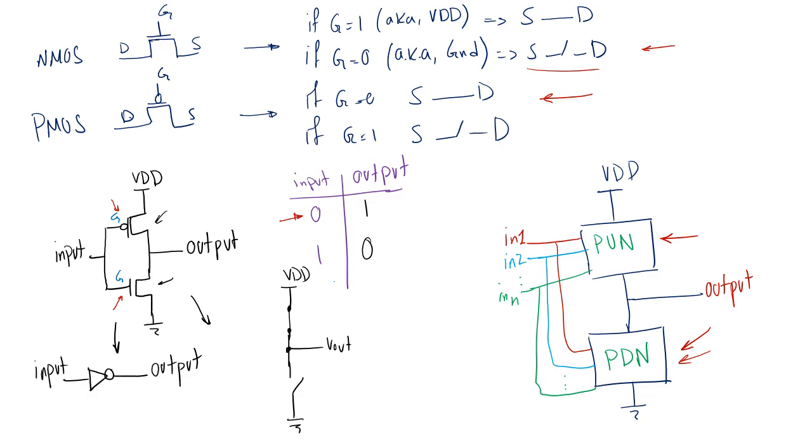Okay, so in this case, our pull up network was simply a transistor, and the pull down network was also a simple transistor. So this was the pull up network, and this is our pull down network. We're going to see more complicated circuits, and hopefully you'll understand this concept a lot better. Okay, let's look at another example.